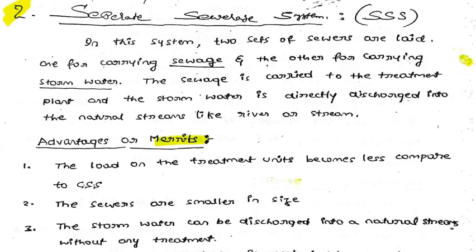See, this is a, okay. This is a separate sewerage system. It is called SSS. I already told you, separate sewerage system. Separate means two sets of sewers are to be laid. Okay, one for carrying sewage, another for carrying storm water. See, I have explained this beautifully in previous slides. The same thing is here.